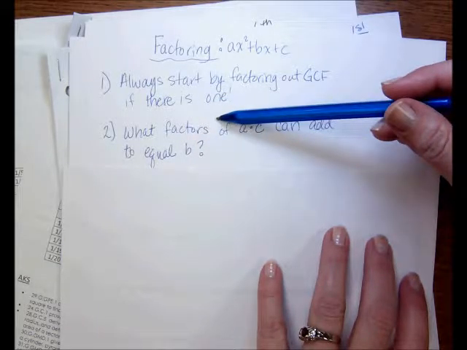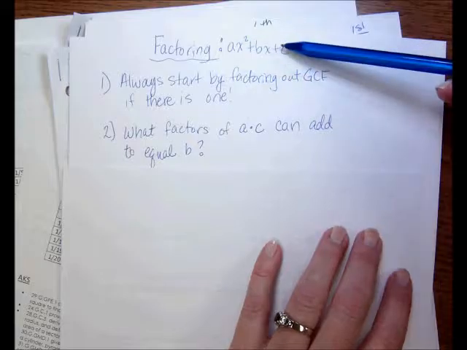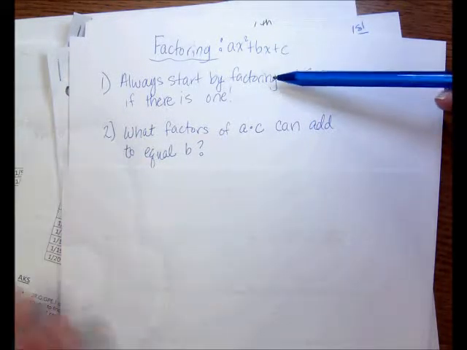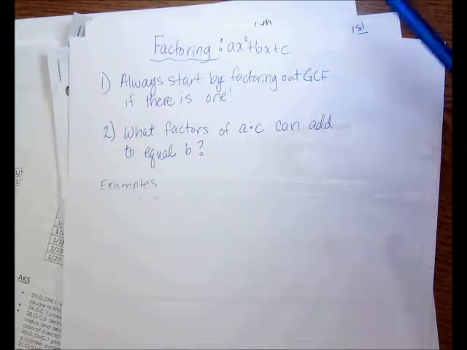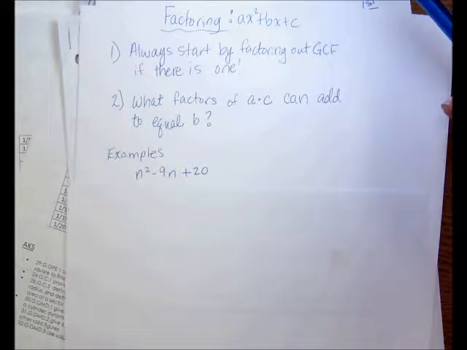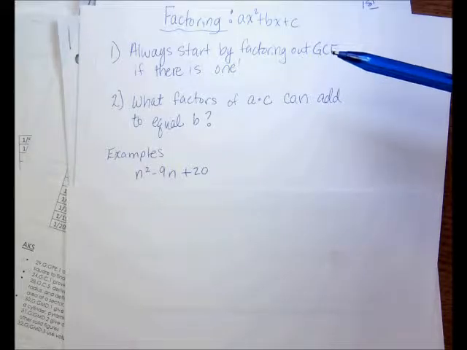And the next thing is that you ask yourself what two factors of a times c can add up to equal b. Now, I'm going to go through and I'm going to do one, and then I'm going to use a couple of different strategies to help you. And you can pick whichever one works for you. So here's our example, and we have n squared minus 9n plus 20.